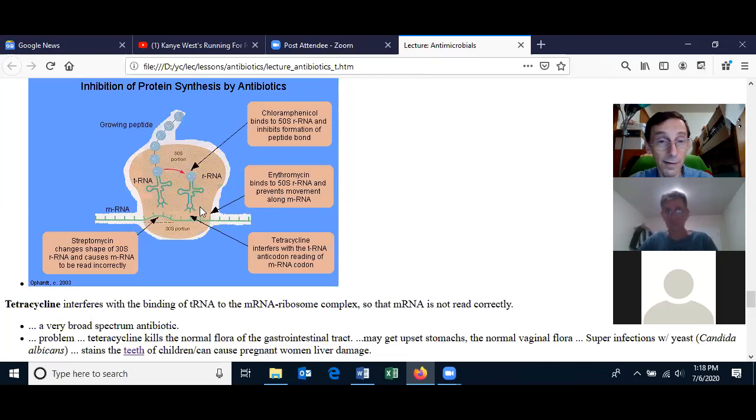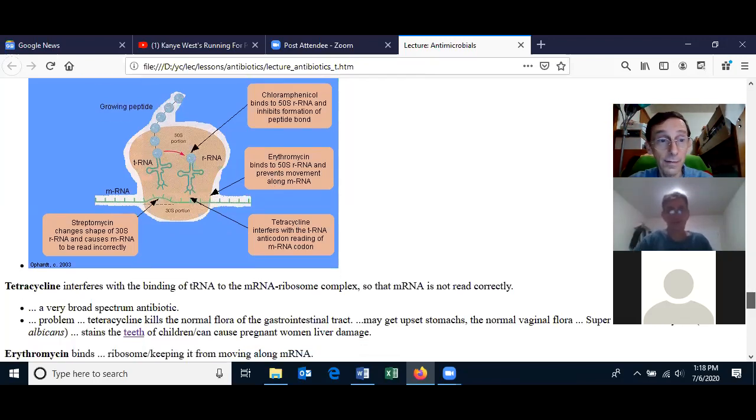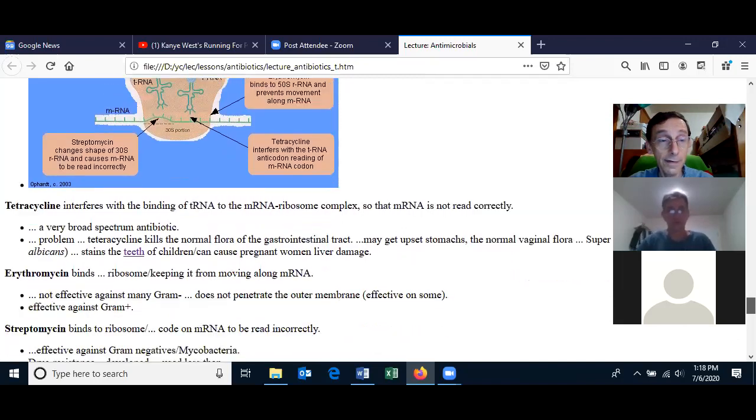So erythromycin does that. And then tetracycline actually interferes with the tRNA anticodon reading of the messenger RNA, so that's similar to streptomycin. And those are different ways you can foul up protein translation. The first family of antibiotics that stop protein translation is the family of tetracycline.